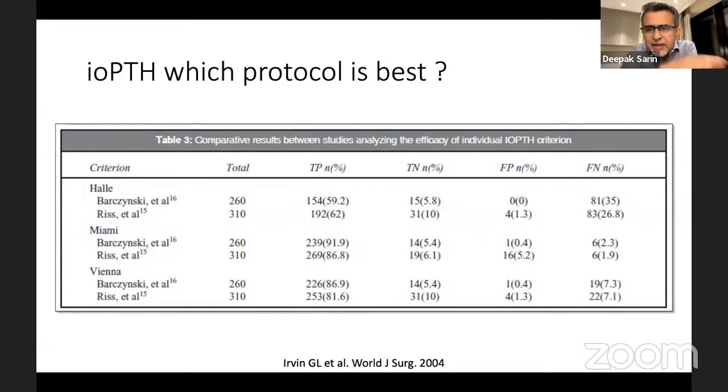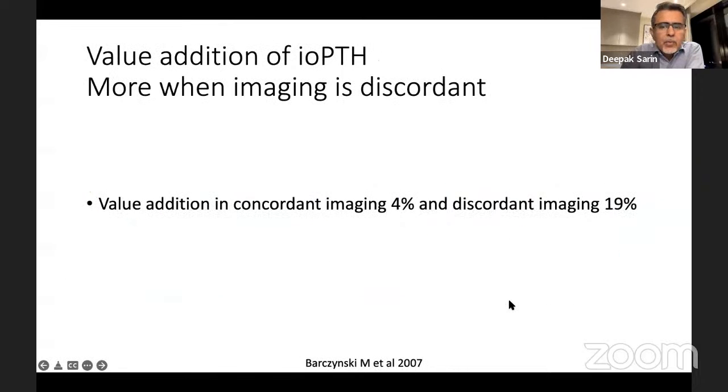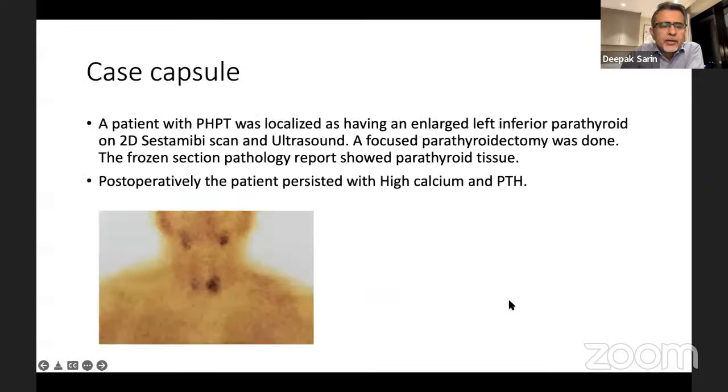I think we must realize, like with any cutoff, the more stringent your criteria, the fewer cases you'll miss, but the more unnecessary bilateral neck explorations you will have. All right. Okay. I think this might be my last clinical case.